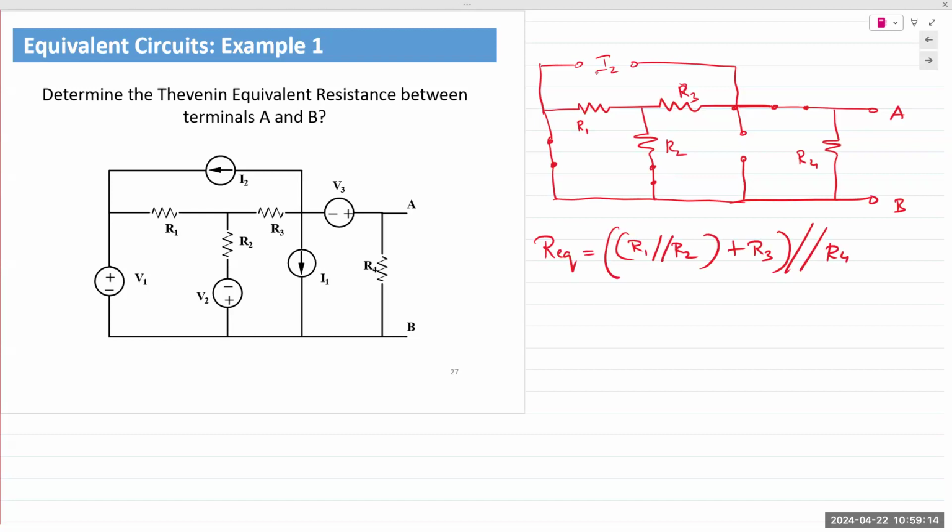Now again, this and most of the circuits that you see would be reducible, so you can easily do this. But if it was not, then you would need to find Thevenin voltage and Norton current and apply Ohm's law to find RTH.